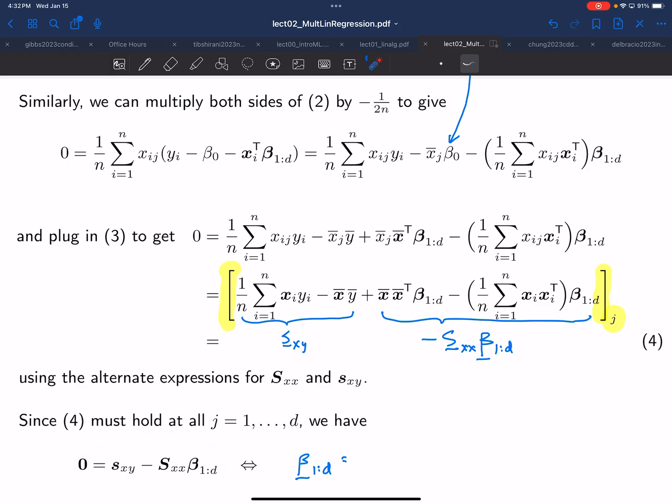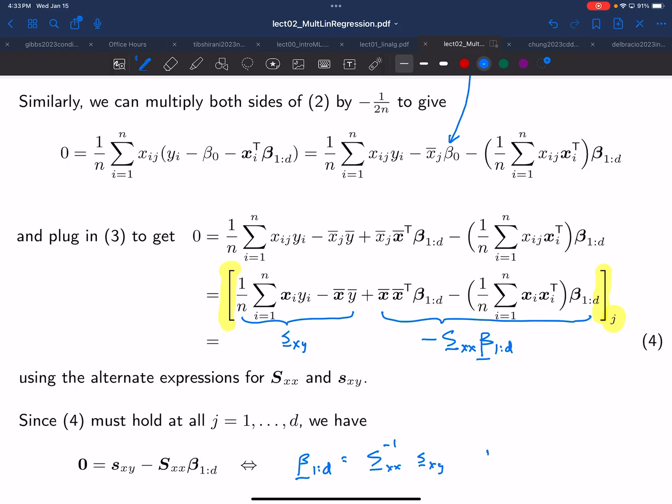It should be the S transpose. Inverse, exactly. Inverse. SXY. Yes. That's right. So what we did is we moved this to the other side, and then we multiplied both sides by SXX inverse, which removed the component from this term, giving us beta 1 through d, but then it appended or prepended that onto that term.